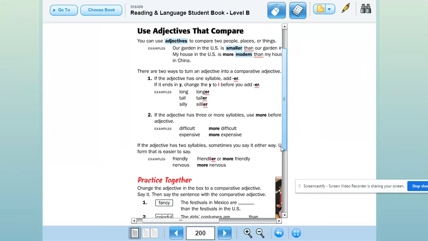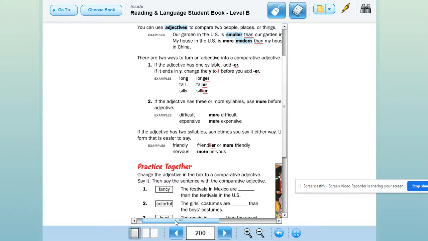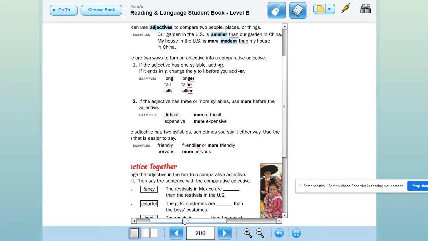Now, number two. If the adjective has three or more syllables, use more before the adjective. So let's show an example. Difficult. That's three syllables. I'm not going to say difficulter. No, I'm going to say more difficult. Expensive. That's three syllables. So I'm going to say more expensive. I cannot say expensiver. It doesn't work because it's three or more syllables.